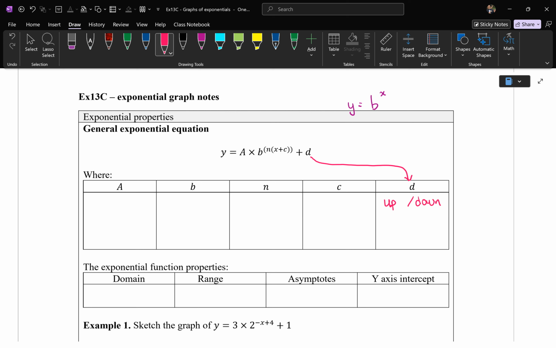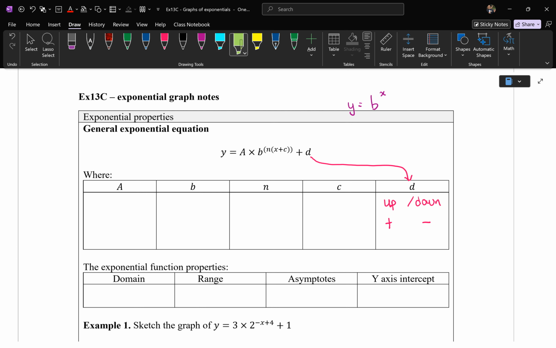The technical name is called a translation. It's a vertical translation. When does it go up and when does it go down? Hands up. Anyone know? So we know it goes up or down. Christina? Good, so put a note in. When it's positive, so if D is positive, the graph will shift up. And when it is negative, it will shift down. Next one.